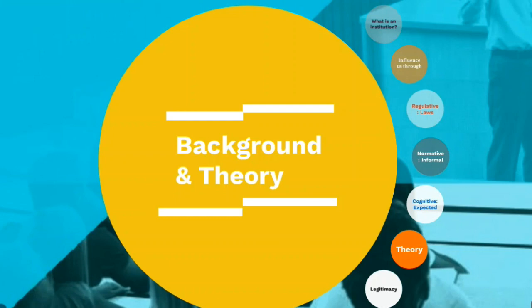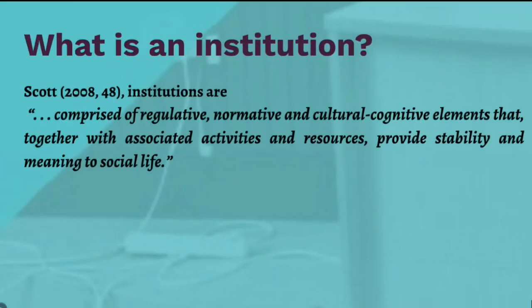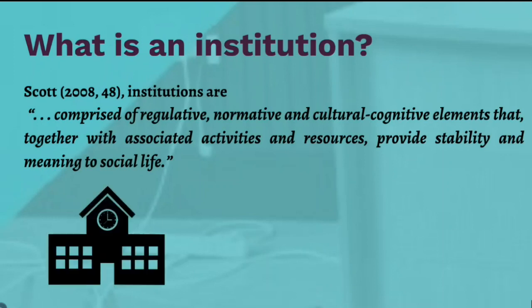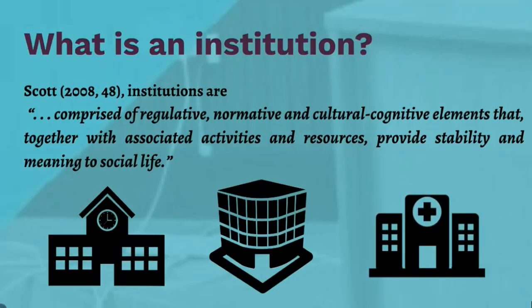Institutional theory revolves around aspects deeply related to social structure. It considers the processes by which structures, including schemes, rules, norms, and routines, become established as authoritative guidelines for social behaviour. According to Scott, institutional theory is comprised of regulative, normative, and cultural cognitive elements that, together with associated activities and resources, provide stability and meaning to social life.